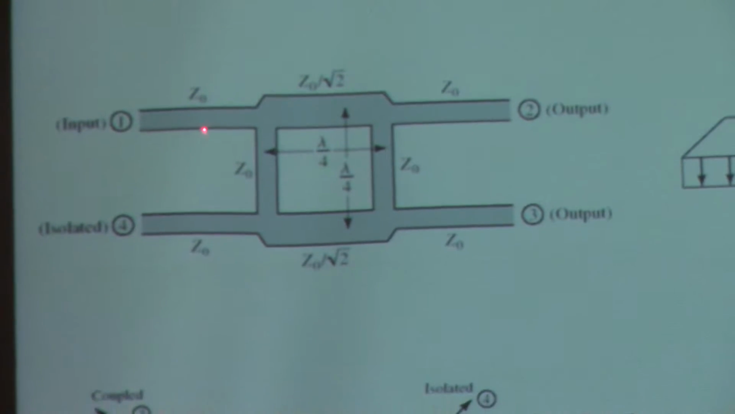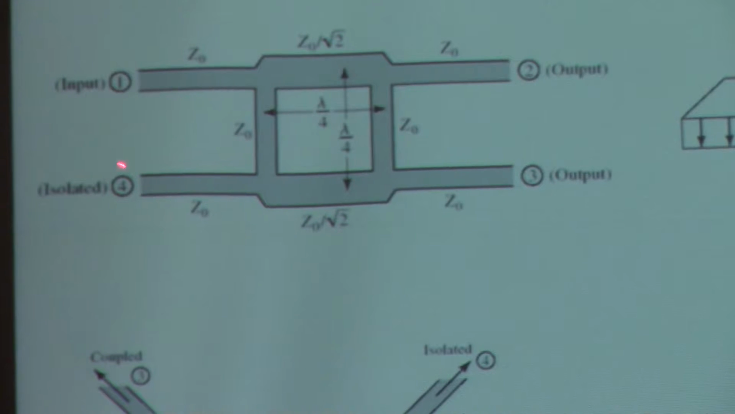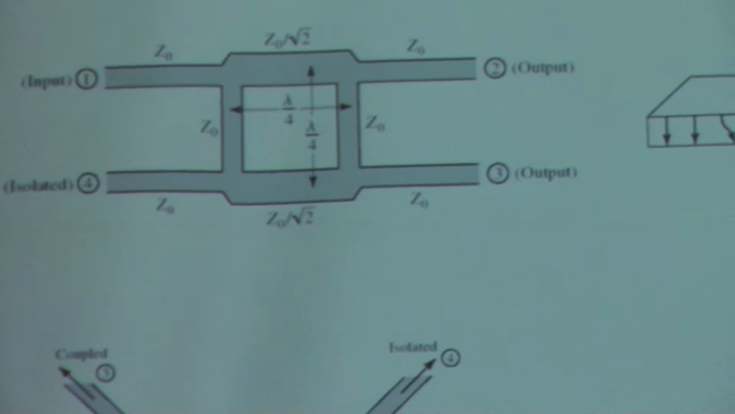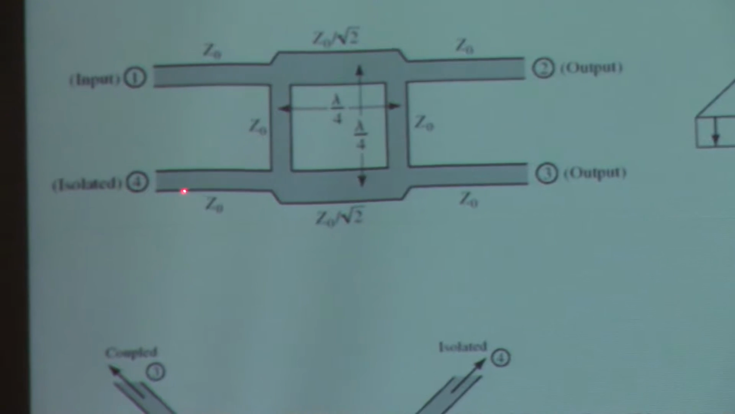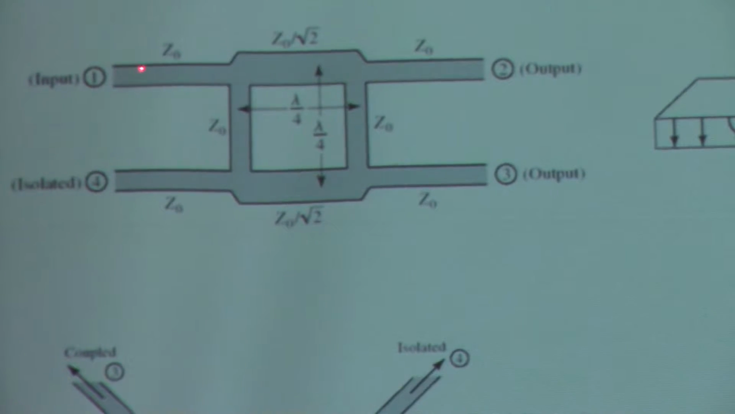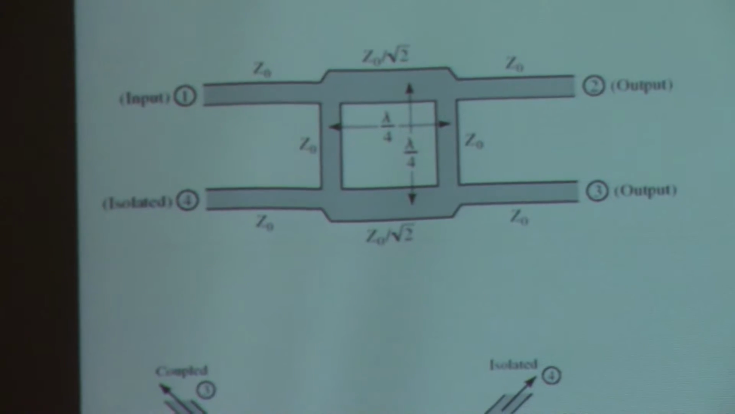So these, we call them ports. Port 1 and port 4 are isolated. They don't know each other. They don't talk to each other, this one and this one. Instead, this one will talk to here and send a signal here, and these two have a 90-degree phase difference.